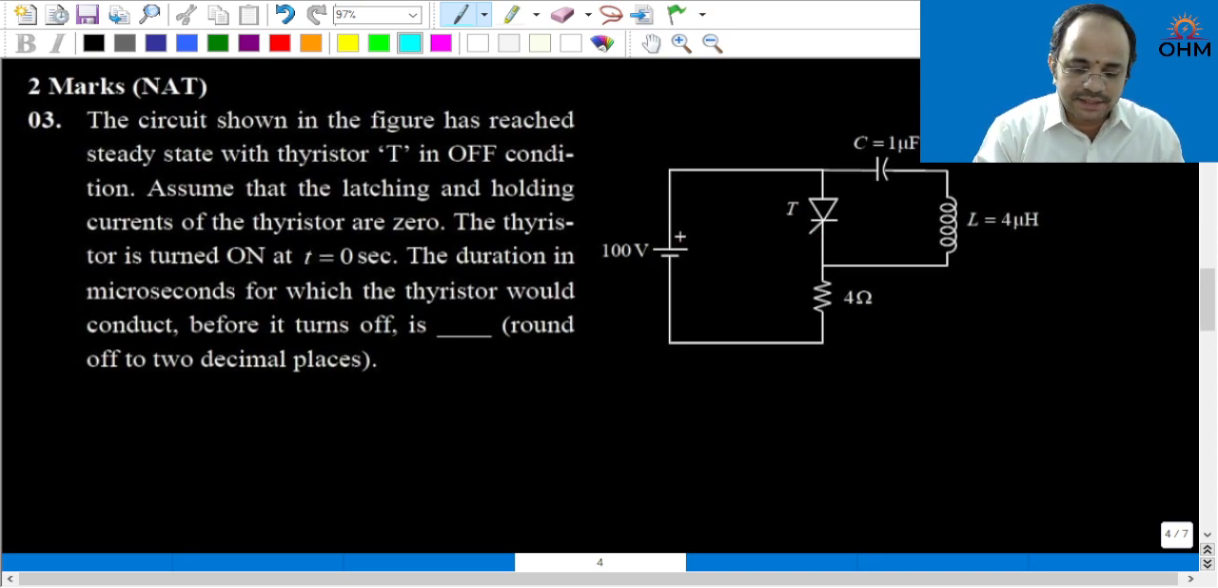Assume that the latching and holding currents of the thyristor are 0, ideal conditions. Next, the thyristor is turned on at t equal to 0. Now, what is the duration in microseconds for which the thyristor would conduct? So, you have to find out the conduction time of the thyristor.